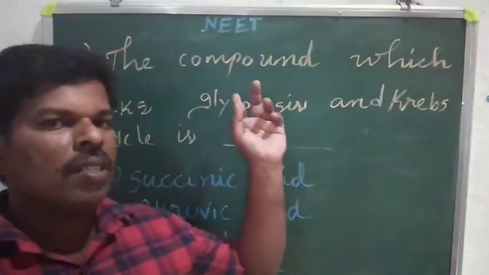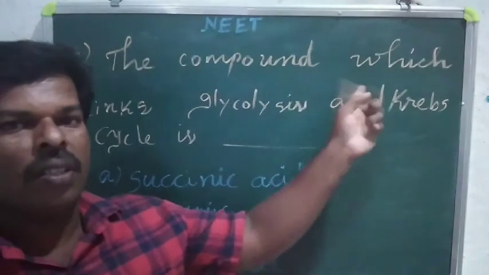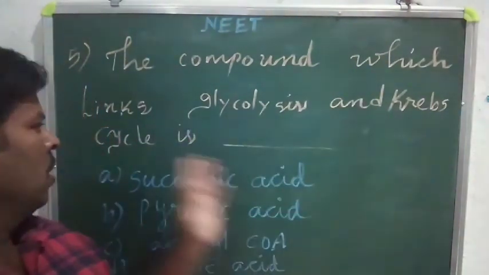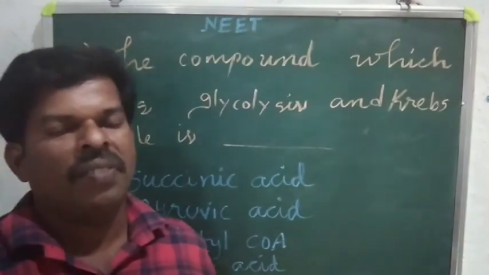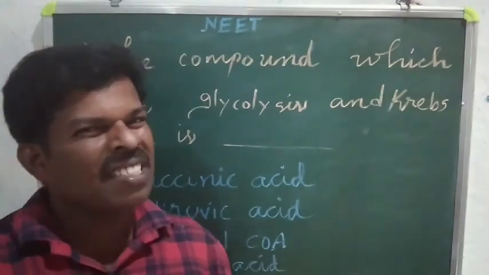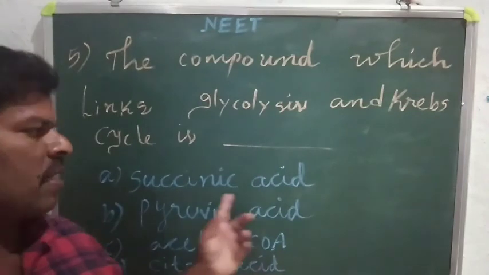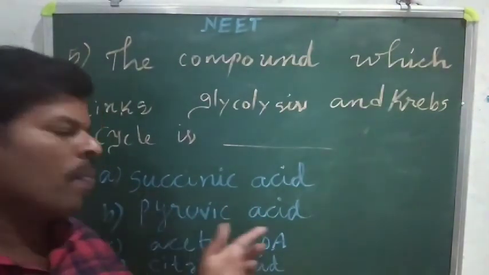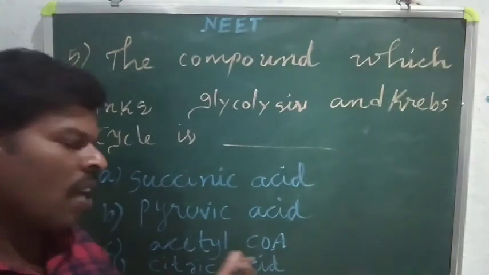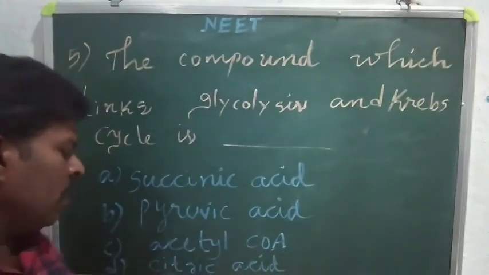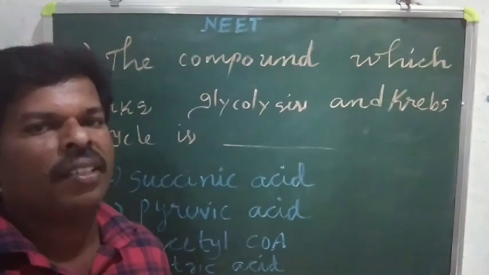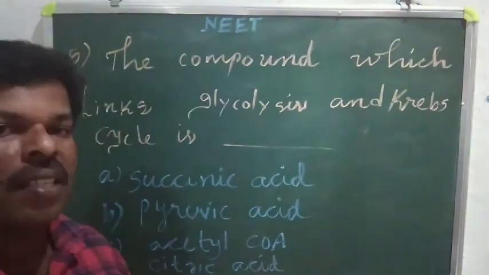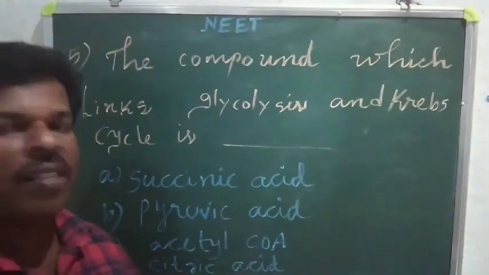The last question, I mean the fifth question: the compound which links glycolysis and Krebs cycle is dash. Very important and interesting question. A is succinic acid, B is pyruvic acid, C is acetyl-CoA, D is citric acid. Which one is the correct answer? The correct answer is pyruvic acid.